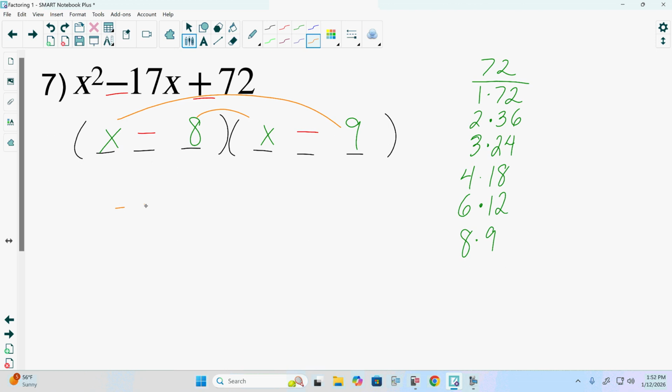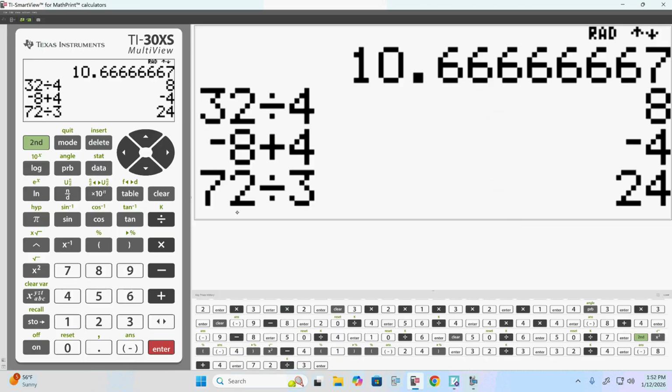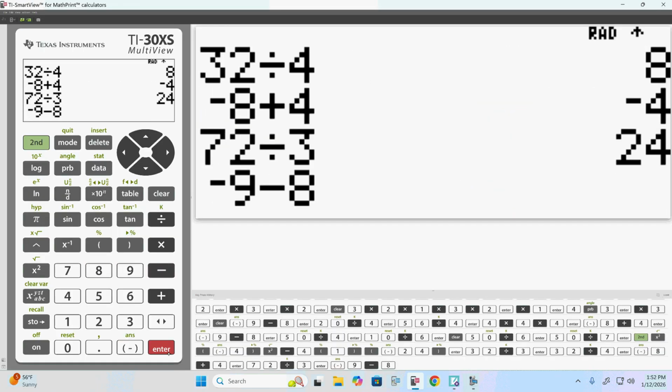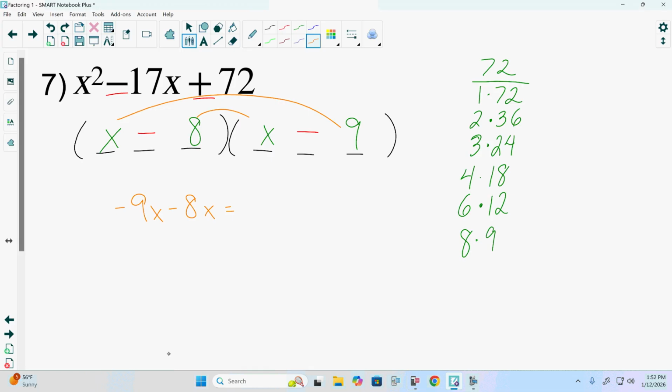X times negative 9 is going to be negative 9x. Negative 8 times x is negative 8x. So to check that middle term, we have negative 9x minus 8x. Negative 9 minus 8 is negative 17, telling us that we have negative 17x. Is that the middle term we wanted? Yeah. So x minus 8 times x minus 9 are our factors. Questions on this here? Okay.